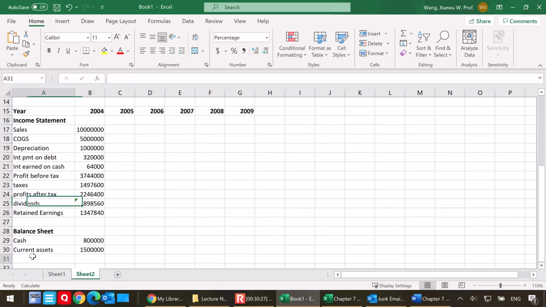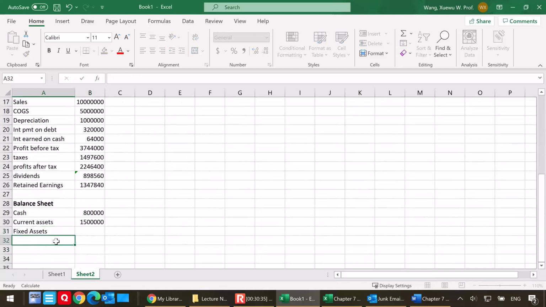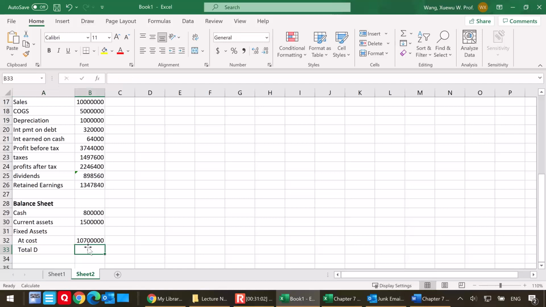Okay, and then we also have fixed assets. All right, these are long-term assets. And we actually have to make a difference between a few things here. First of all, fixed assets at cost. All right, so this actually is $10.7 million. Okay, and then you're going to look at the total depreciation. So over the course of all these years, the firm actually has depreciated $3 million, in total.